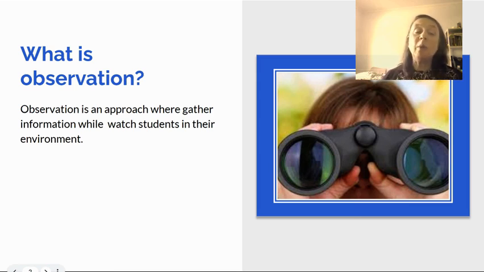Observation is an approach where we gather information while we watch students in their environment. This means we can observe them while they play, when they're at group time, when they're walking in the halls, and we can do this in a naturalistic environment of the classroom. We can learn a lot from observations.